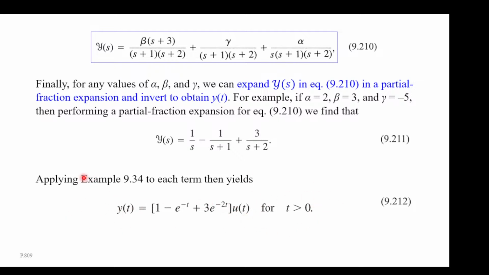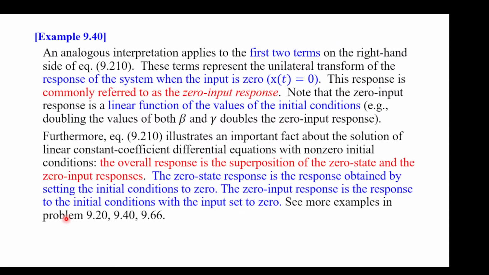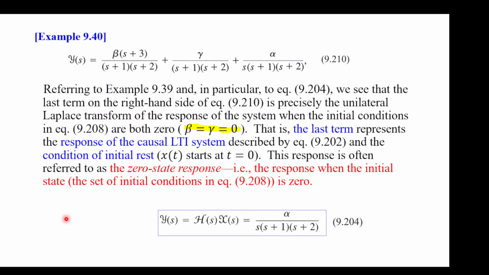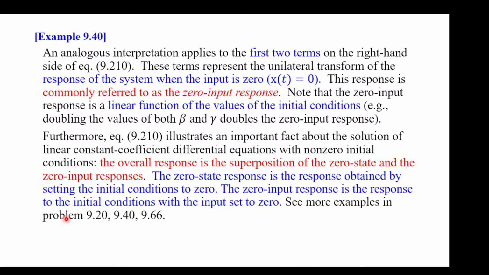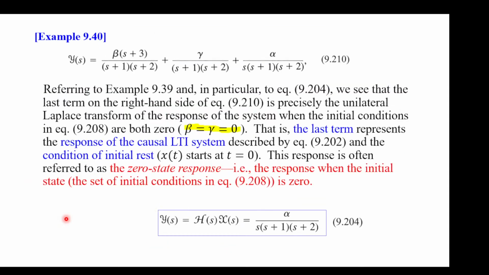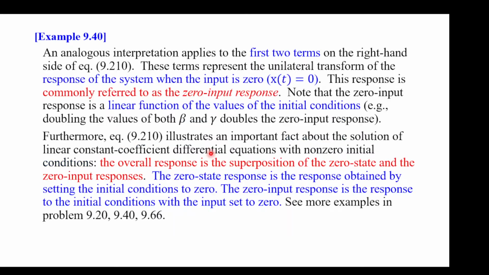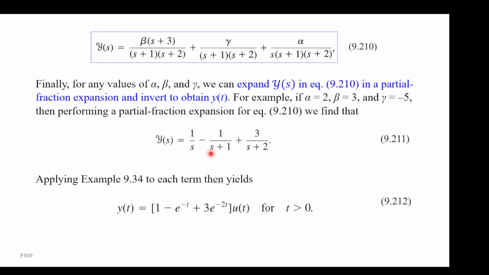For t less than 0, I guess the unilateral Laplace transform doesn't tell us too much, but if you assume some initial rest, then you can say it's 0. And I guess for this initial value problem, it's complicated when you have beta and gamma not equal to 0. For t greater than 0, we have this thing. Any questions?